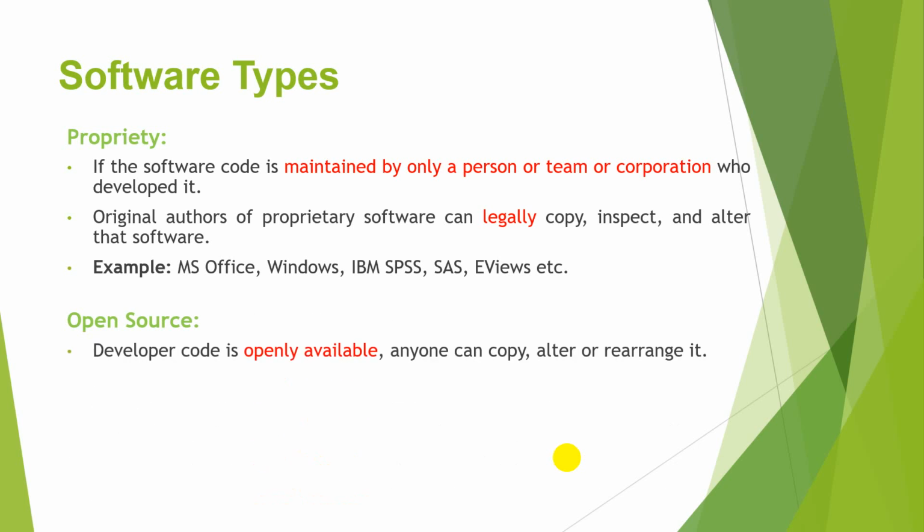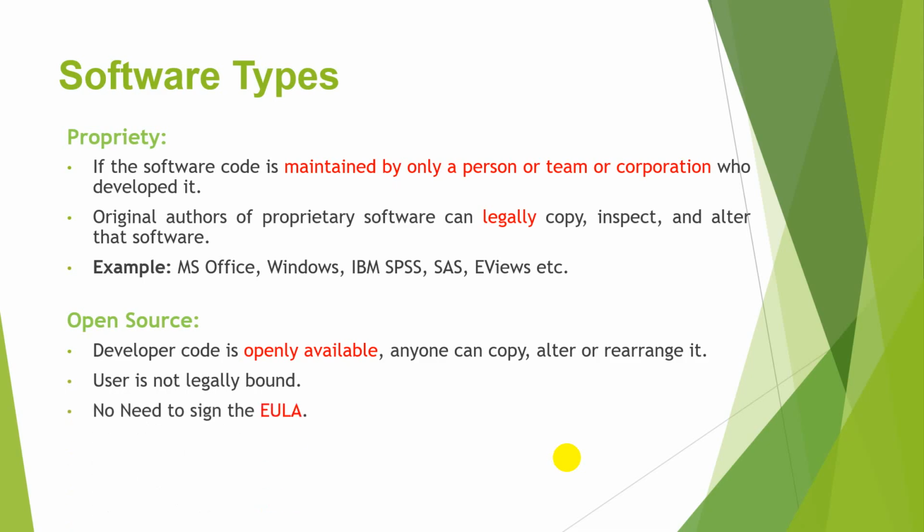Now, what is open source software? Open source software is software whose developer code is openly available. For example, R is open source software. It is freely available, and its code is freely available. Anyone can see it, anyone can alter it, anyone can rearrange it. The user is not legally bound in this software. The user can perform their own analysis activities, or any other activities. They are not legally bound at all.